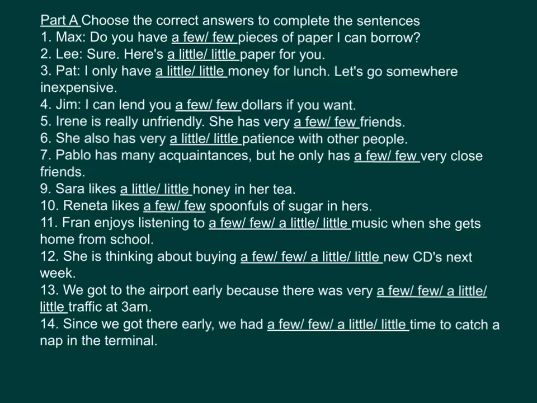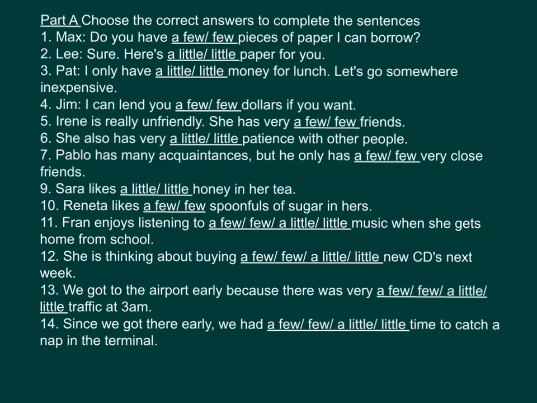Number 5. Irene is really unfriendly. She has a few or few friends. Number 6. She also has a little or little patience with other people. Number 7. Pablo has many acquaintances, but he only has a few or few very close friends. Number 8. He thinks that it's better to have a few or a few close friends than dozens of acquaintances.